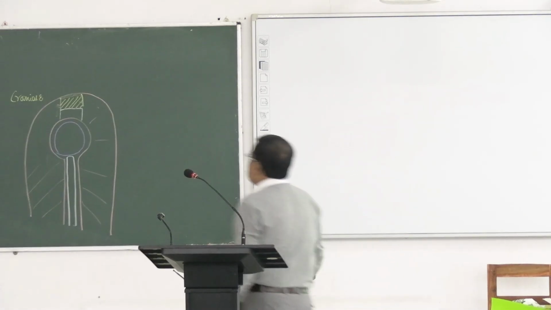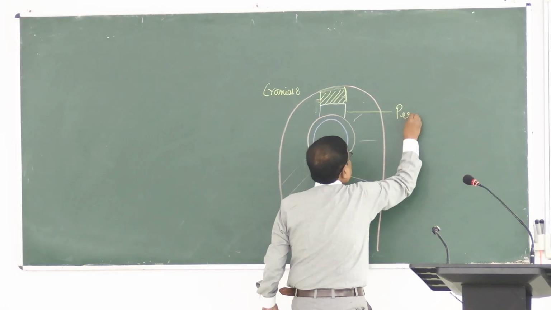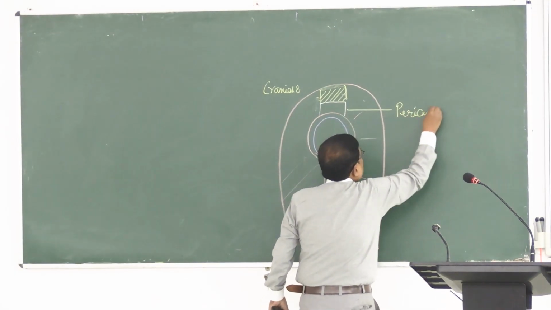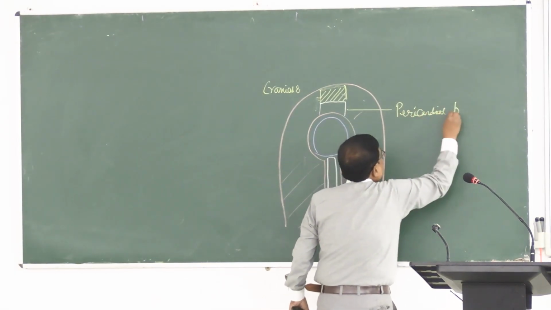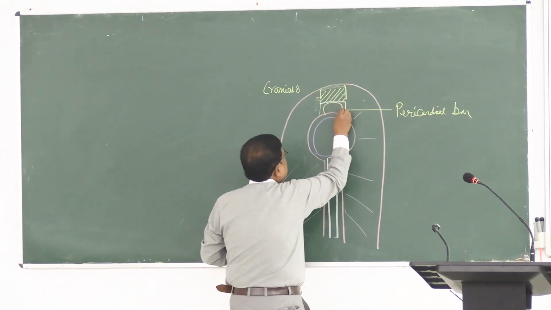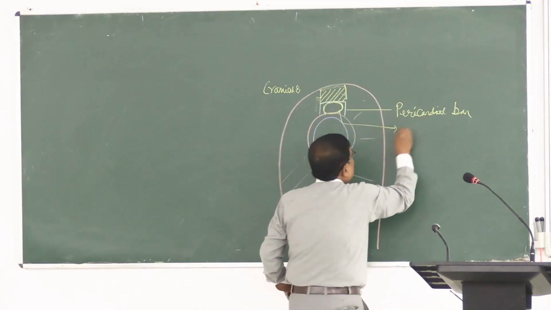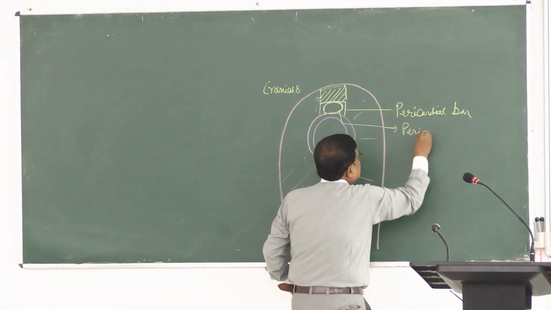And in the pericardial bar, a cavity will develop, everywhere a cavity. A cavity will develop and we call it the pericardial cavity, the primitive pericardial cavity.